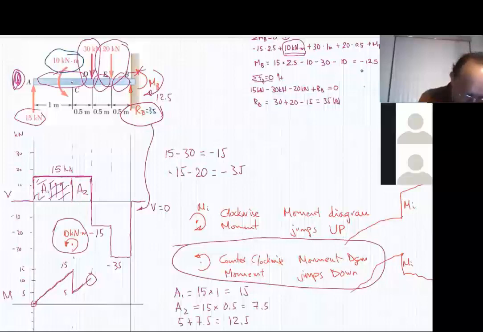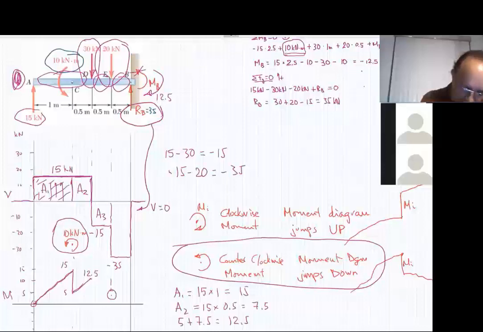So this point here is 12.5. Okay, now what? Now I have to start going down. These arrows are telling me to go down at a constant rate, so it's again a straight line. And I can calculate up to what point I shall get, because it will be whatever I have here on the moment diagram at this moment, minus this that I will call A3.